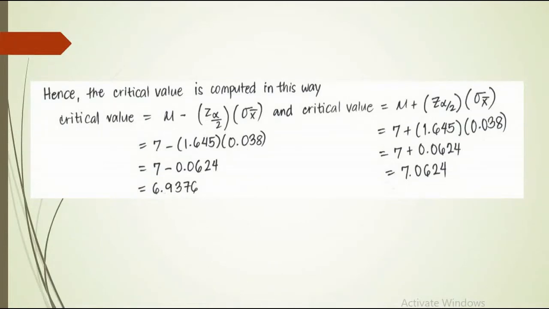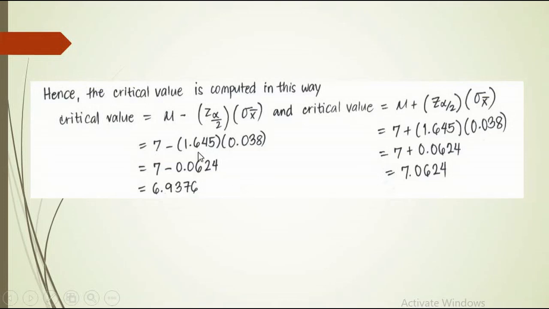Critical value is equal to mu minus z alpha over 2 multiplied by sigma x bar, or that is the population mean minus the z alpha over 2 value multiplied by the standard deviation of sample means, and critical value is equal to population mean plus z alpha over 2 multiplied by the standard deviation of sample means. So there are two critical values.